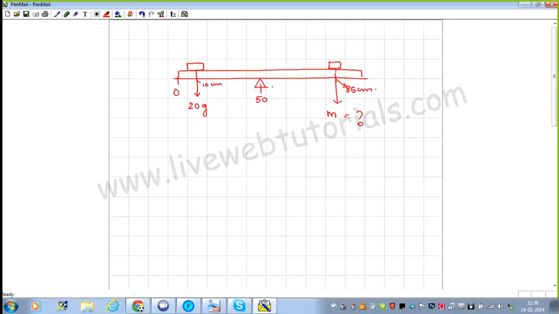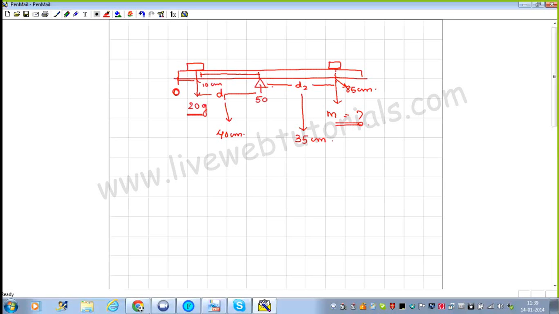Now, how much is D1 over here? 10? No, it won't be 10. It will be 40 centimeters, because the 0 marking is over here and this distance is 10. So this distance D1 is 40 centimeters. This distance D2 is how much? 35 centimeters. Here the mass is 20 grams. Here the mass is unknown.